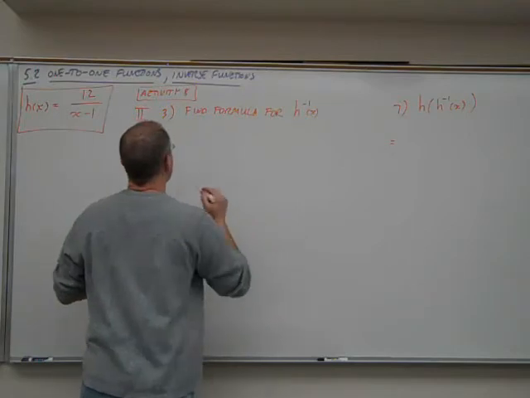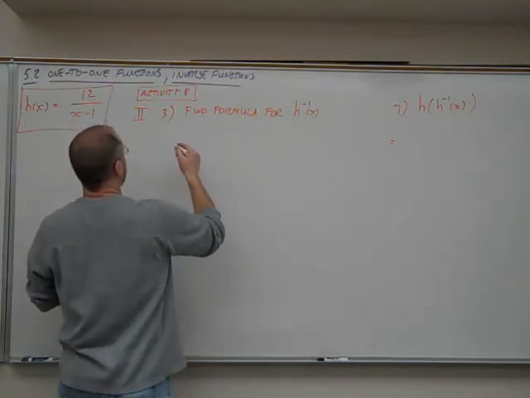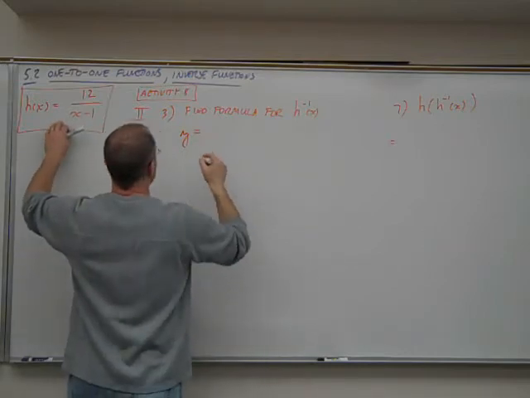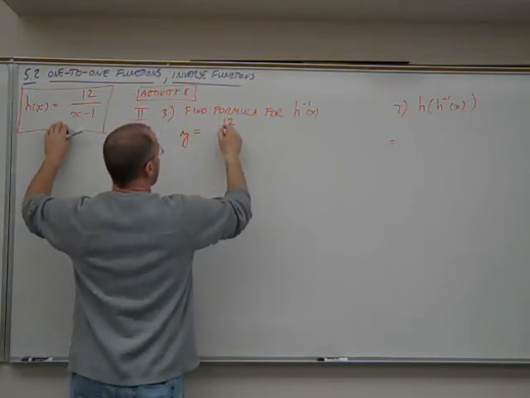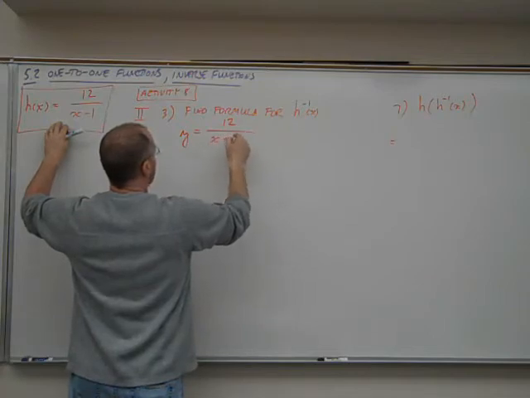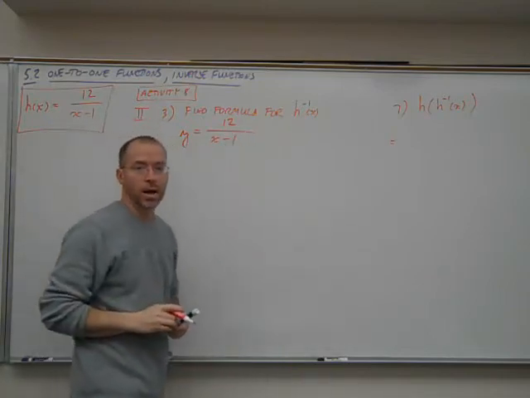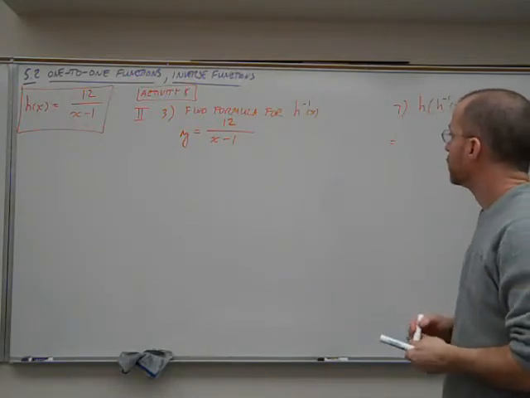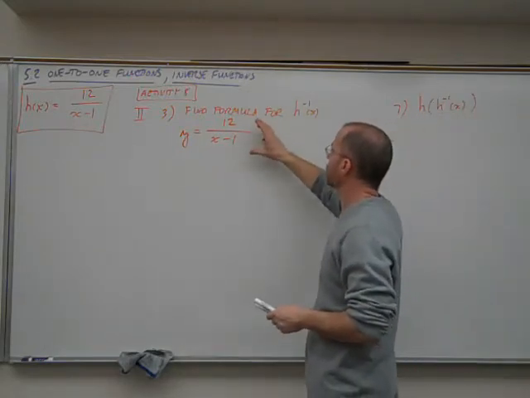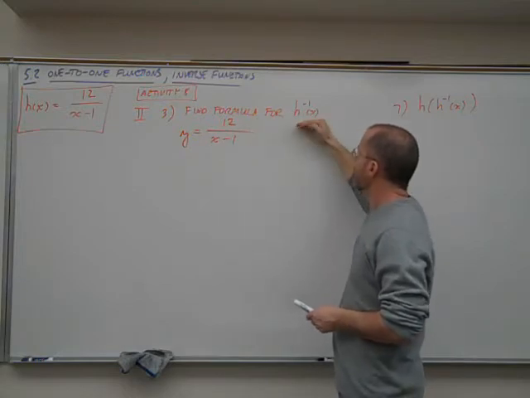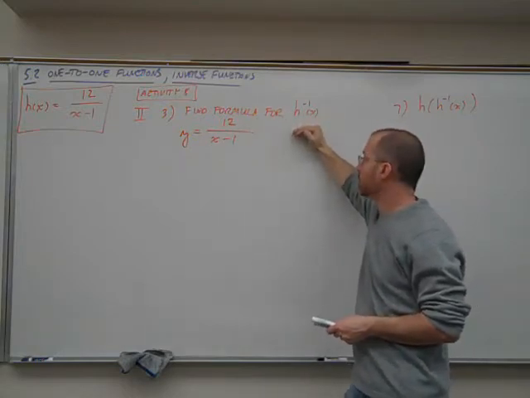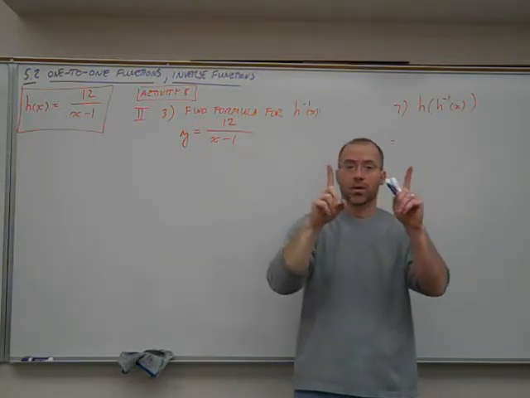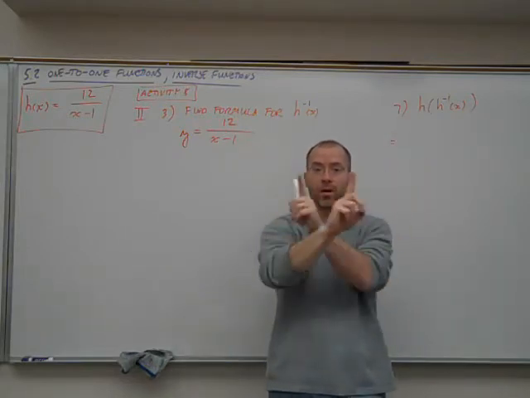I want to write H of X in just equation form. So here's H of X in function notation. As an equation in X and Y, that's just Y equals 12 divided by the quantity X minus 1. Okay? So that's an equation for this relation. Now I want to come up with the inverse of this. And the inverse relation is just what you get when you exchange input and output, right?